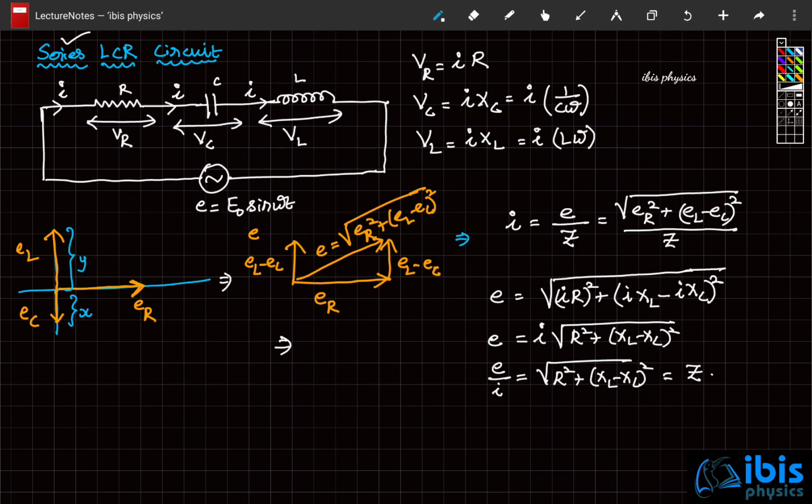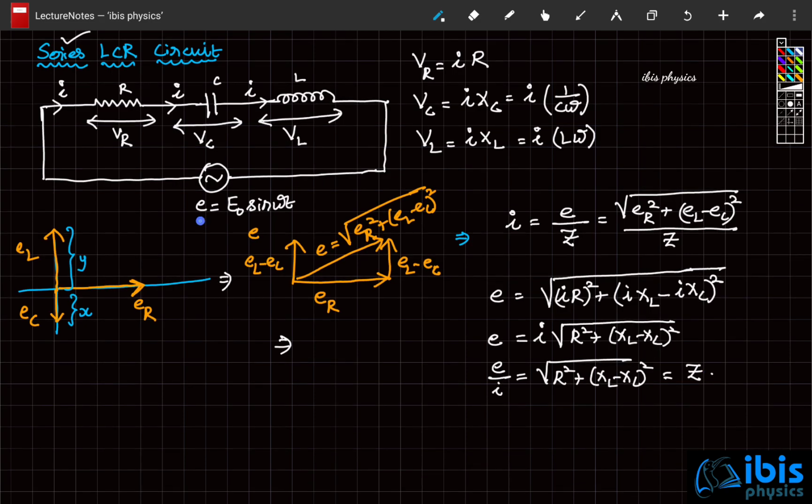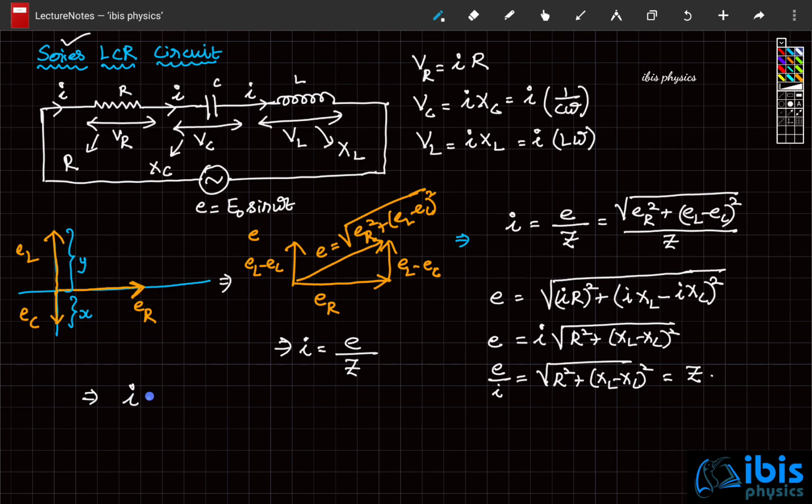This is called the impedance of the circuit. Here you know the applied EMF E, so we are supposed to find the current. The current I is equal to EMF by total impedance. Resistance offered by the resistor is R, resistance offered by the capacitor is the capacitive reactance, resistance offered by the inductor is the inductive reactance. So the total current in the LCR circuit will be EMF divided by root of R square plus XL minus XC the whole square.